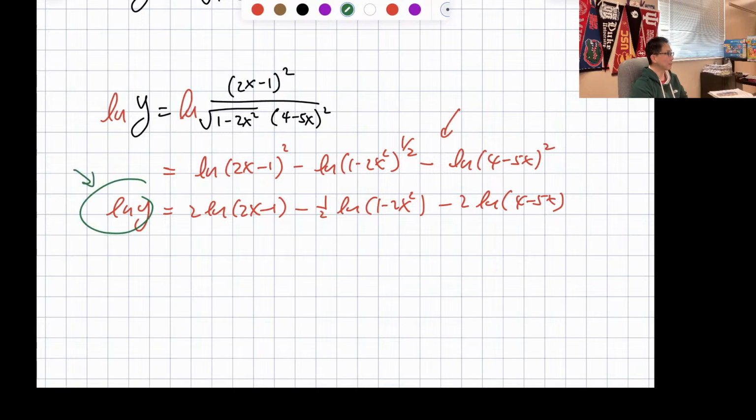How do I take a derivative of natural log of y? No, it's not 1 over y. Can somebody answer that?